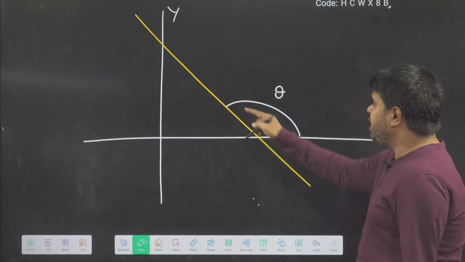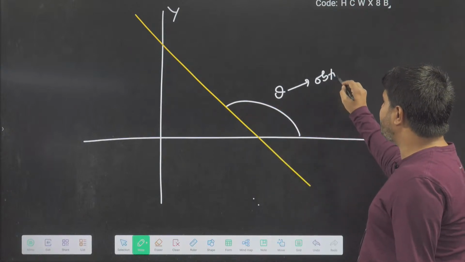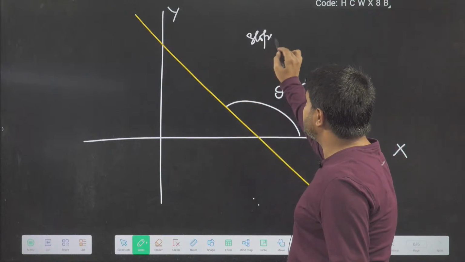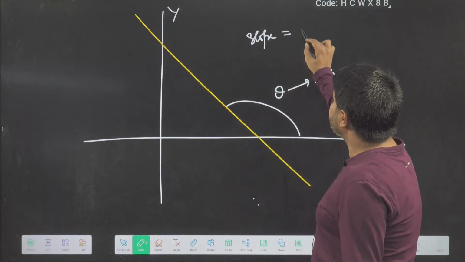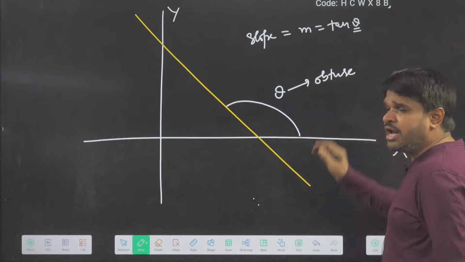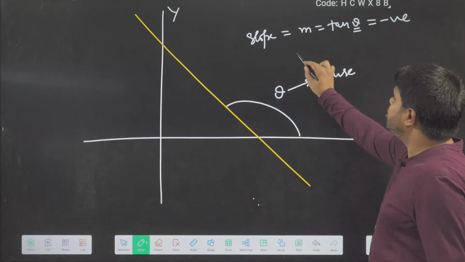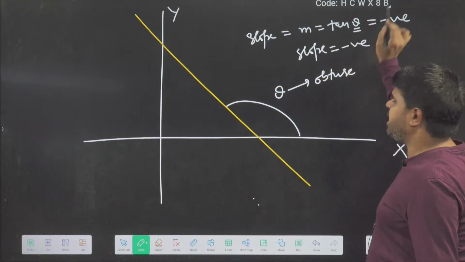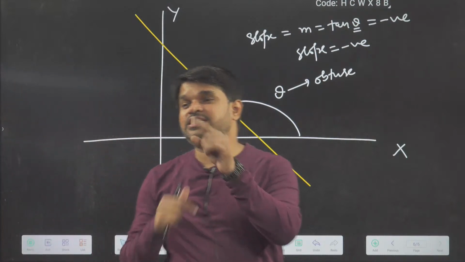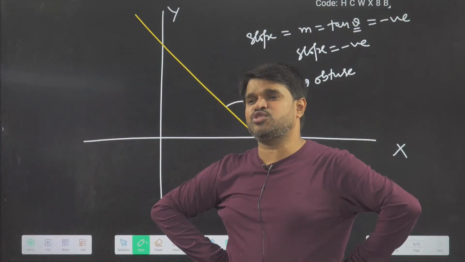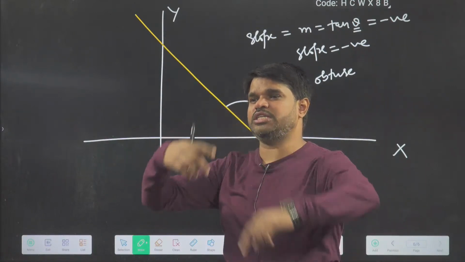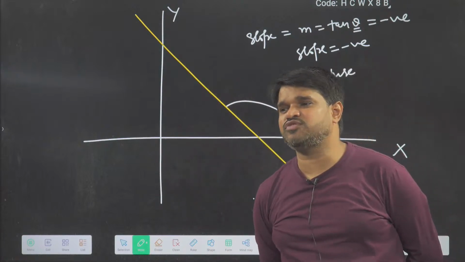So I must take this angle. Clearly, this angle is obtuse. So slope, which is m, is tan theta. As this theta is obtuse, tan theta will be negative. The slope of this line is negative. Now I hope you can distinguish between two lines which have positive slope and negative slope.